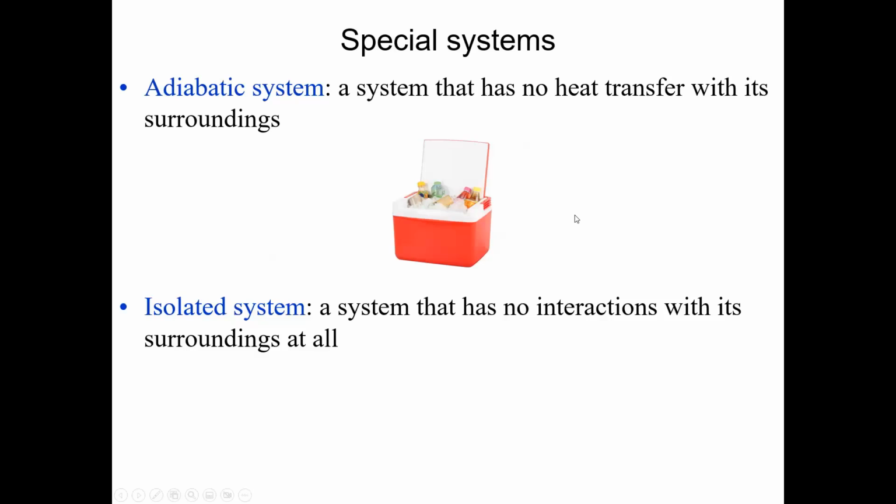Another special system is an isolated system. An isolated system is a system that has no interactions with its surroundings at all. It has no mass transfer, it has no heat transfer, it has no work transfer with its surroundings. Then such a system is called an isolated system. It's totally isolated from the rest of the universe. It has no interactions with the rest of the universe whatsoever.